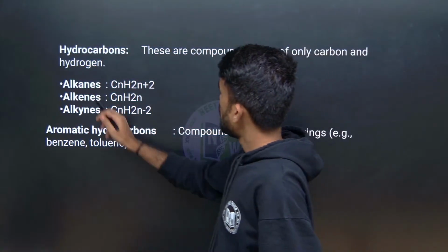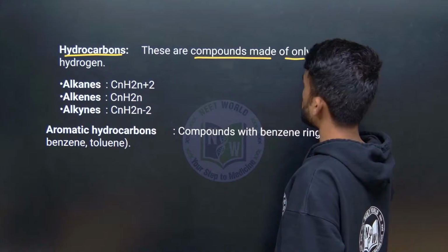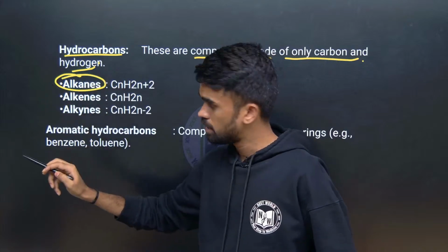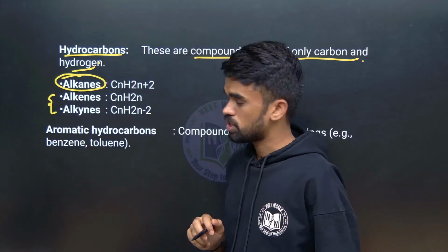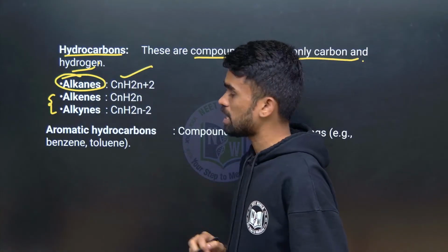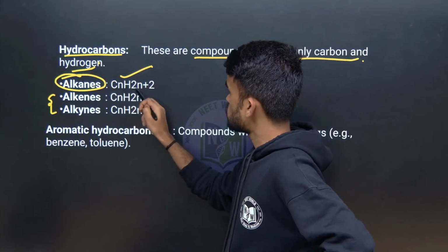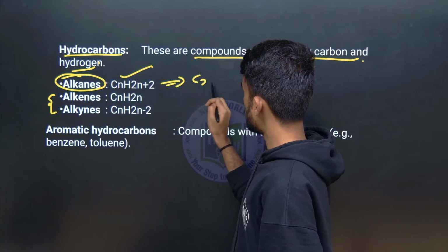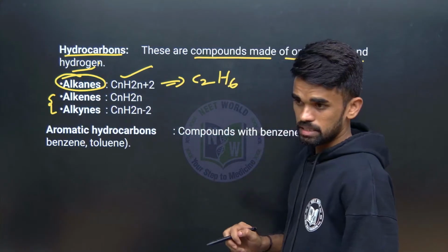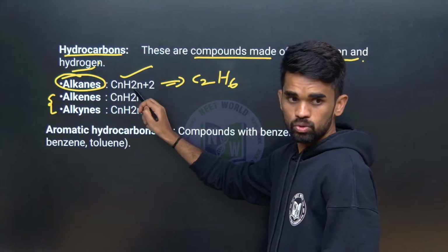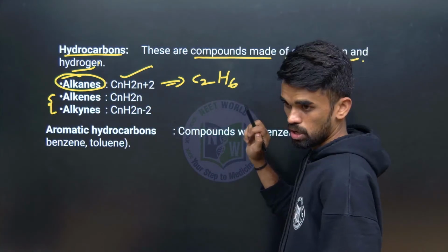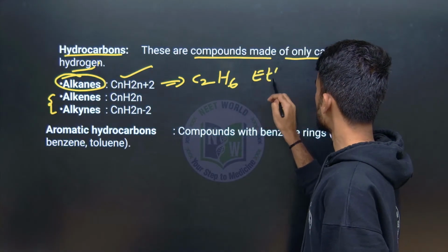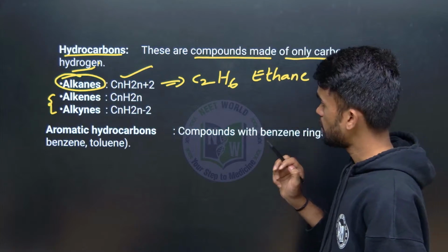Next tell me, hydrocarbons. These are compounds made up of only carbon and hydrogen. Now we have seen saturated compounds that are alkanes. So these are unsaturated. Now what is the general formula of alkanes? CnH2n+2. For example, n equals 2 means C2H6, that is 2 times 2 plus 2, which is 6. So what should we call it? Two carbons are there, means ethane. What is that? Right. Now what about this?